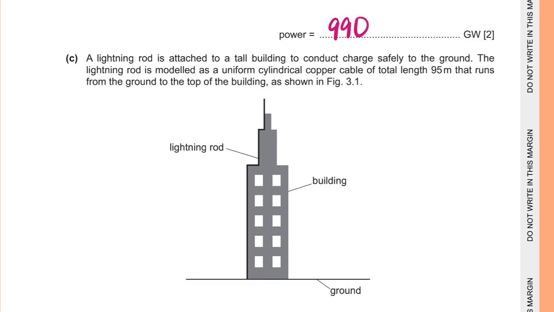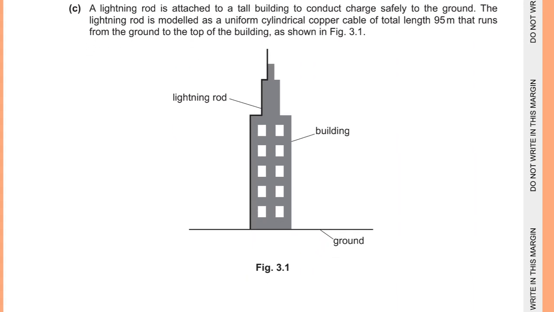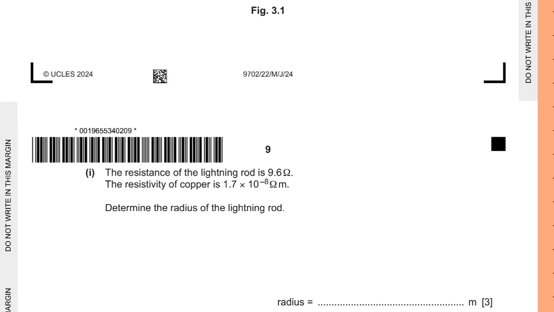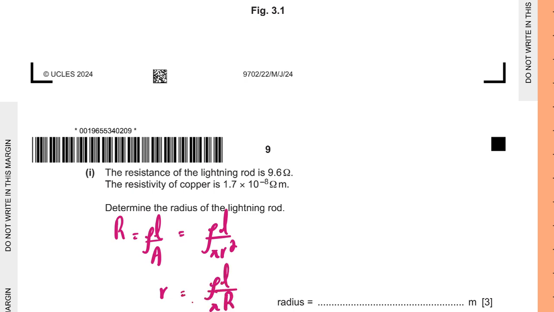A lightning rod is attached to a tall building to conduct charge safely to the ground. Lightning rod is modeled as a uniform cylindrical copper cable of total length 95 meters that runs from the ground to the top as shown. Resistance is given, resistivity is given, and we are asked for the radius. So R equals rho L over A. A is basically the cross-sectional area, which is pi r squared. So r is then the square root of rho L over pi R.